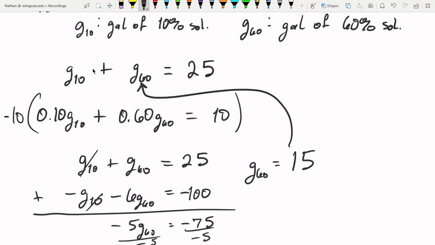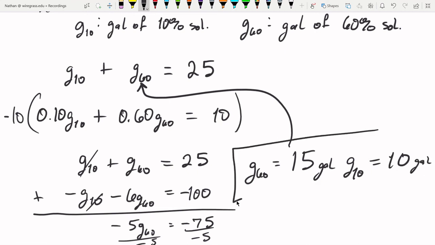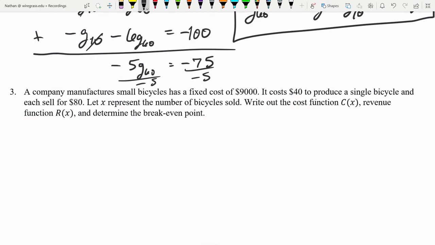Then G10 must be what, plus 15 equals 25? G10 has to be 10. And these are, of course, gallons. That is the amounts that we should mix to get the 40%, 25 gallons of 40% saline solution. All right, give it a try in number 3.